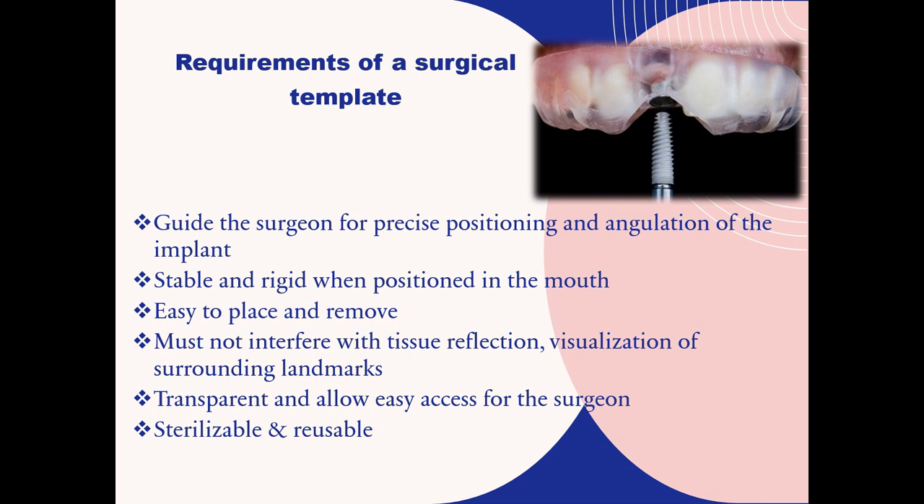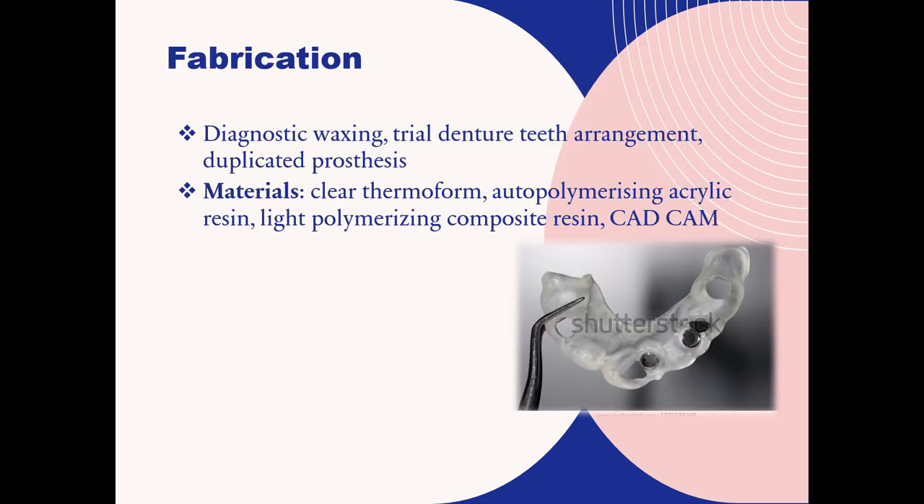Next, let us see the fabrication of surgical template. Now, the surgical template fabrication involves a diagnostic tooth arrangement which can be made with a diagnostic wax-up or a trial denture teeth arrangement, or by duplication of pre-existing dentition or prosthesis, or we can convert a radiographic template into a surgical template. And the materials used for making a surgical template are clear thermoform or clear vacuum form matrices, and also auto-polymerizing acrylic resin and light polymerizing composite resin matrices with metallic guides that closely match the diameter of the drills or implant sizes. And these guides are fabricated with the help of CAD/CAM technology.